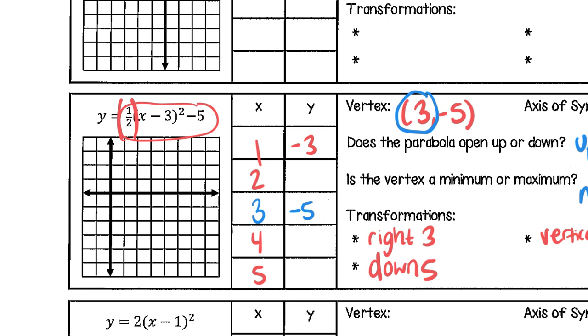When you plug 2 in, you get negative 4.5. When you plug 4 in, or when you use the table on the graphing calculator, you get negative 4.5. And then 5, you get negative 3. Remember, those values you can get from your calculator.